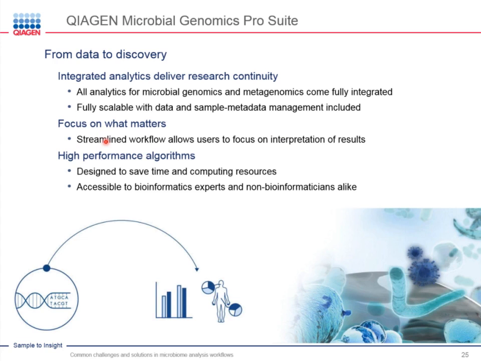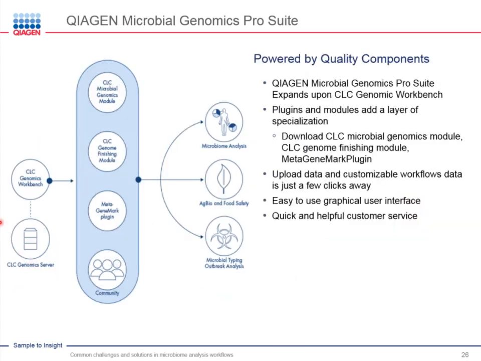So how does it work? You have your CLC Genomics Server and your CLC Genomics Workbench. You load your data in, and then you pick the plugin you want. So for example, when you look for 16S, you can use your CLC Microbial Genomics Module, and in the end, get the results in the way you need them. You can look, for example, for microbiome analysis, agriculture, bio and food safety, or also look for outbreak analysis.